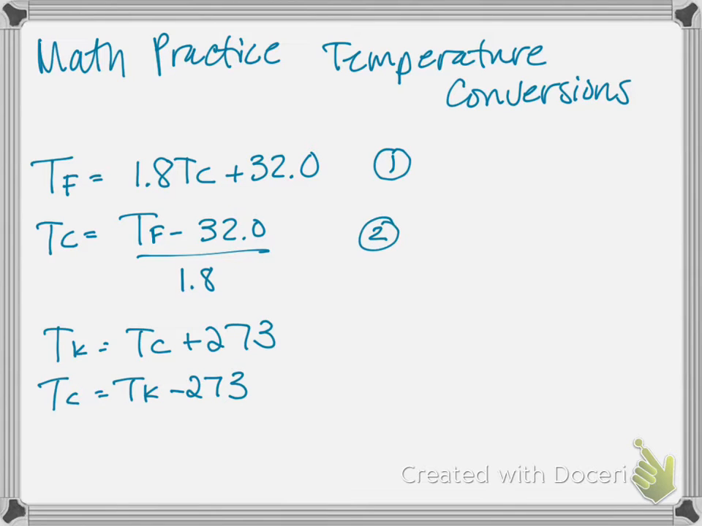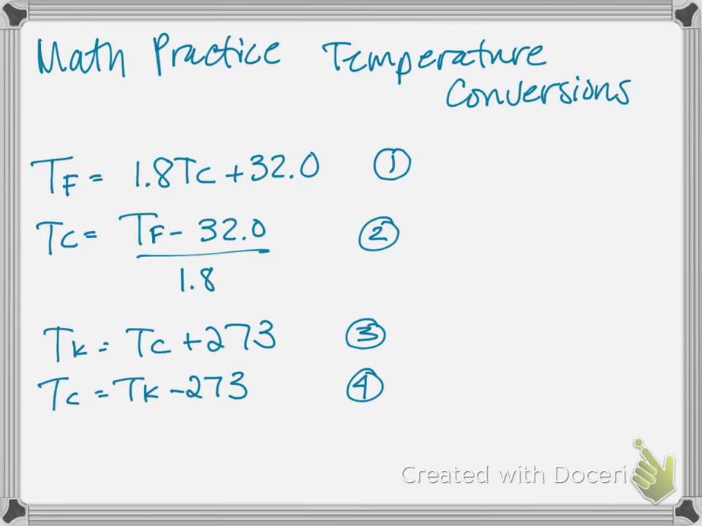That's formula number 2. To find the Kelvin temperature, you really want to start with your Celsius temperature. So if you're given a Fahrenheit temperature and asked to convert to Kelvin, go ahead and convert it to Celsius first. Then add 273 and you get your Kelvin temperature. And then the reverse of that is quite simple. If you have your Kelvin temperature, subtract 273 and you'll get your Celsius temperature.